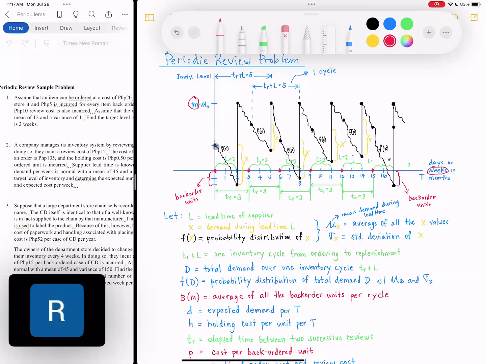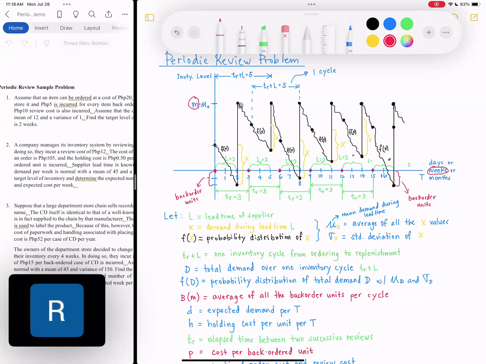You have 40 upon review. The average demand during lead time is 10 units, and you ordered 60 to replenish back to the target level, 100. So by the time the order arrives and replenishment happens, what would be your inventory level after replenishment? 90, correct? Because you have targeted 100, but you have an average of 10 units demand during lead time, then this level here will be 90.